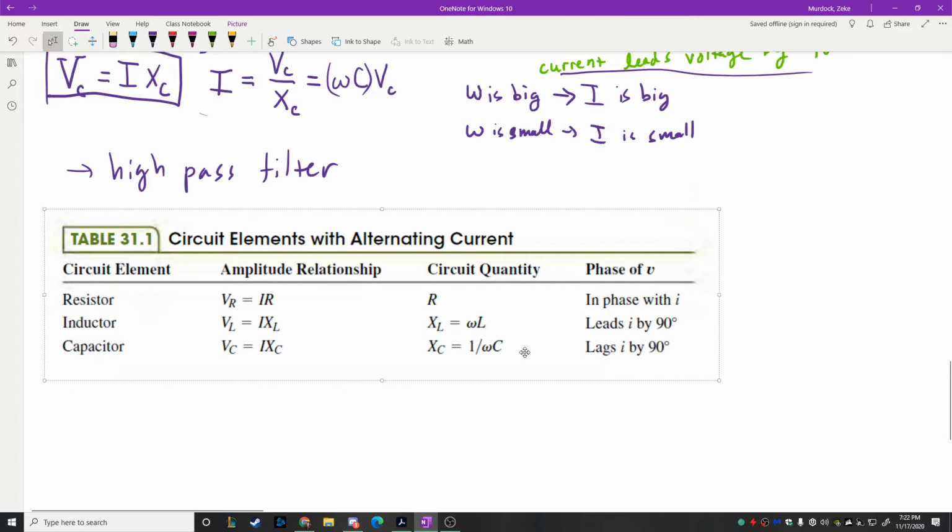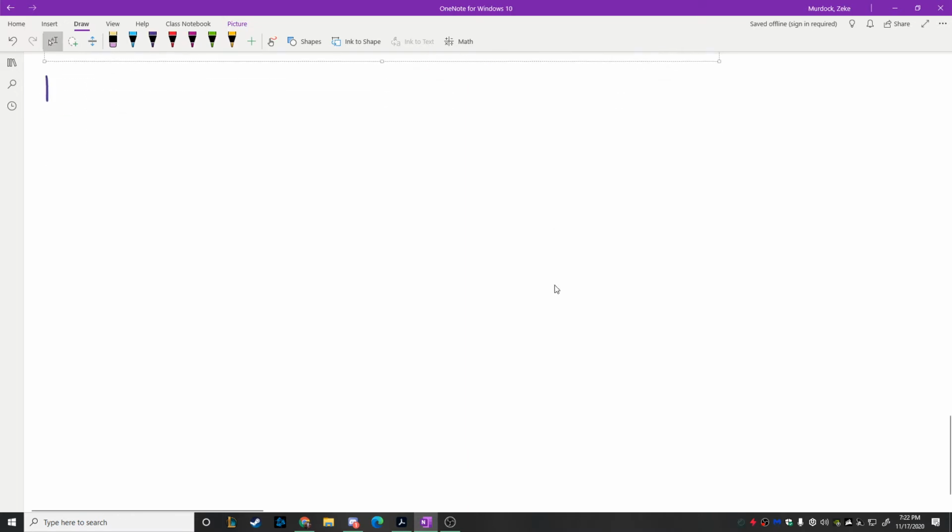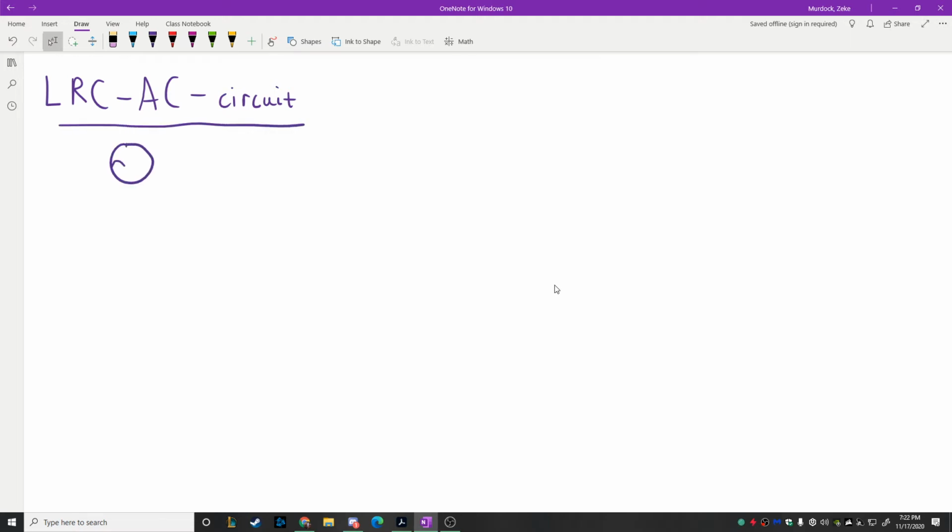Okay, so the next thing to do is just put them all together. And this is where we get to the point where we can actually start doing problems, which is nice. So that's going to be looking at an LRC circuit. A lot of acronyms there. Hopefully you all know what they mean at this point. Inductor, resistor, capacitor, alternating current circuit, right? So to get this, we need an AC source, right? That's that. And then we just need to connect them all up.